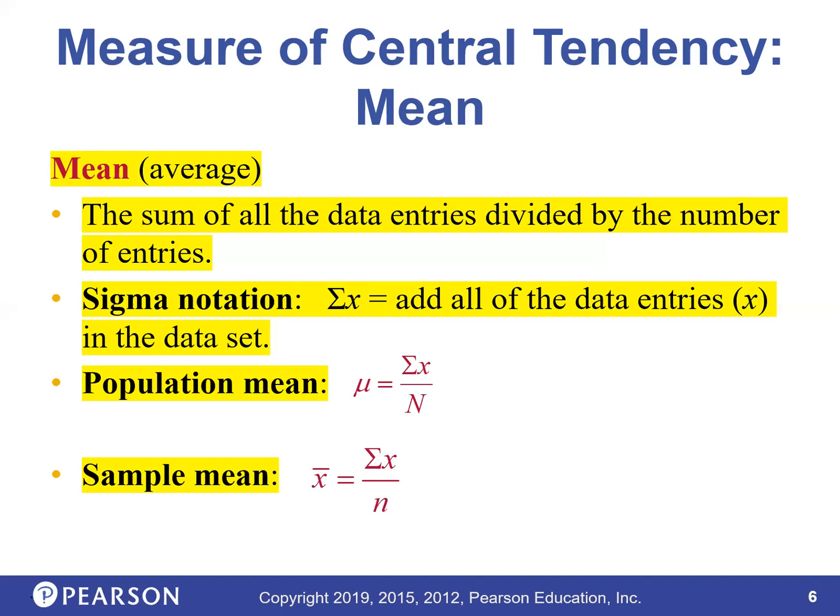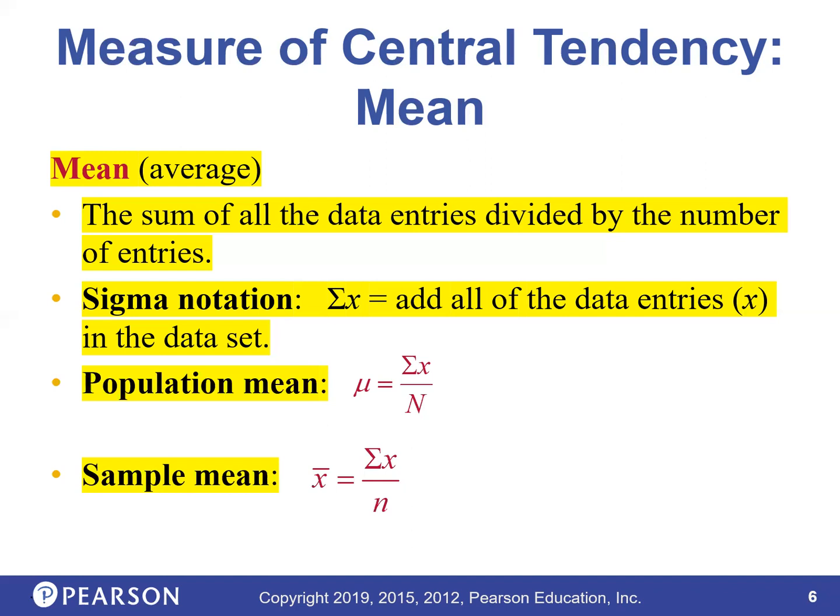So notice we can do this. We're going to do this a lot. We're going to do all these formulas here. So I'm going to add up all the entries of X and divide it by capital N. And capital N is the number in the population. So we're always going to use that notation.